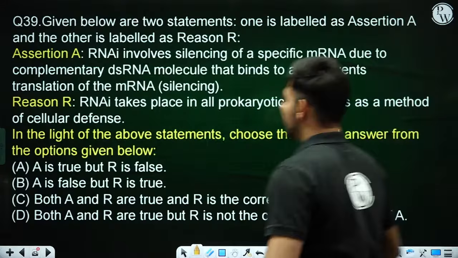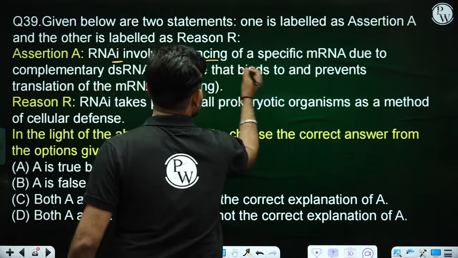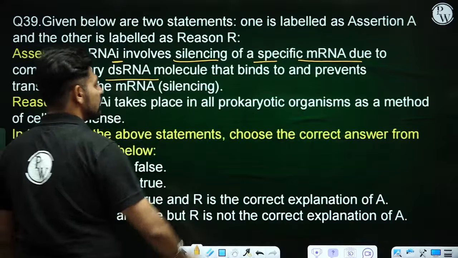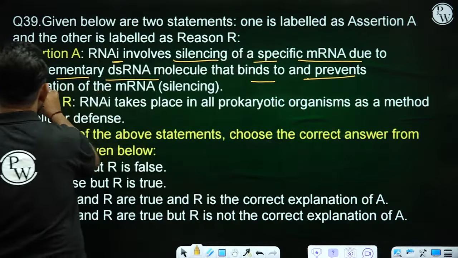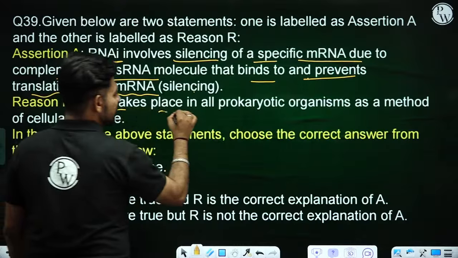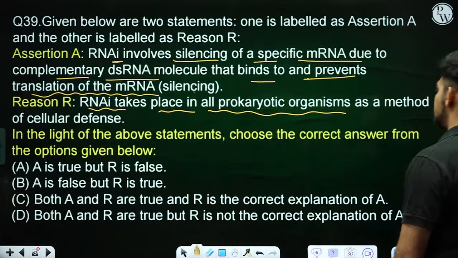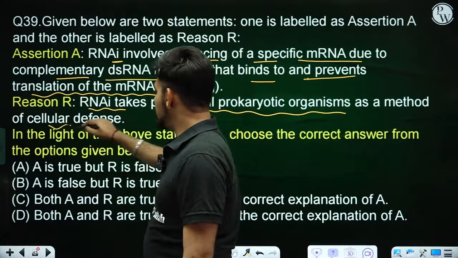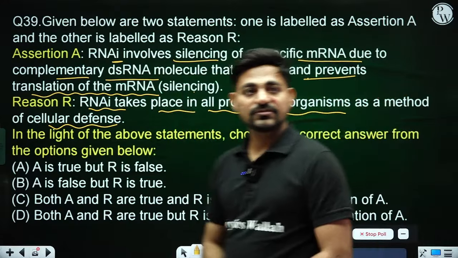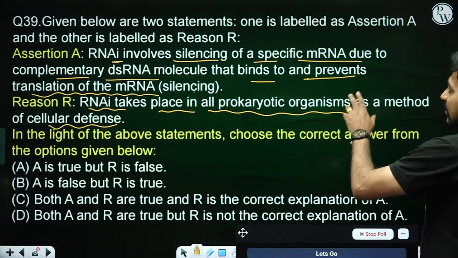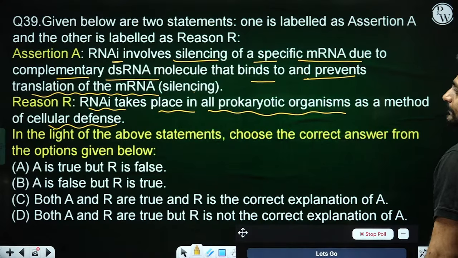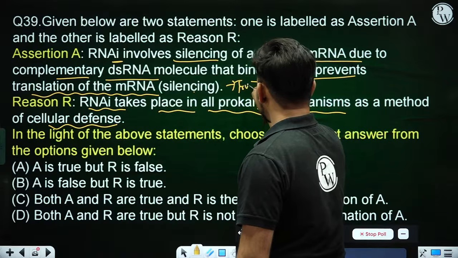The assertion is saying RNA interference involves silencing of a specific mRNA due to a complementary double-stranded RNA molecule that binds to and prevents translation of mRNA, called silencing. The reason is saying RNAi takes place in all prokaryotic organisms as a method of cellular defense. Okay, now that's an easier one. Let's solve this one. RNAi involves silencing of specific mRNA by utilizing a double-stranded RNA molecule. So the assertion is a true statement.